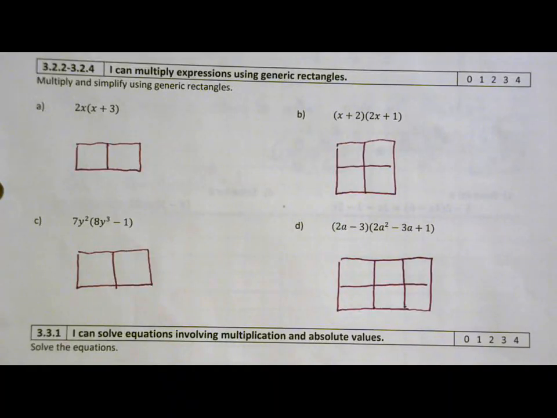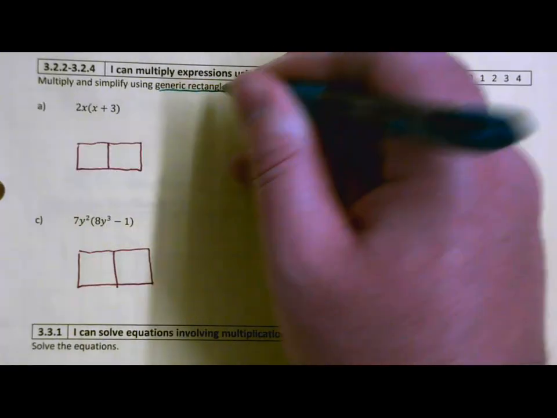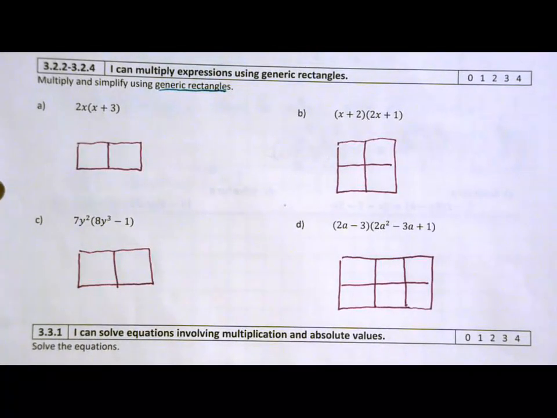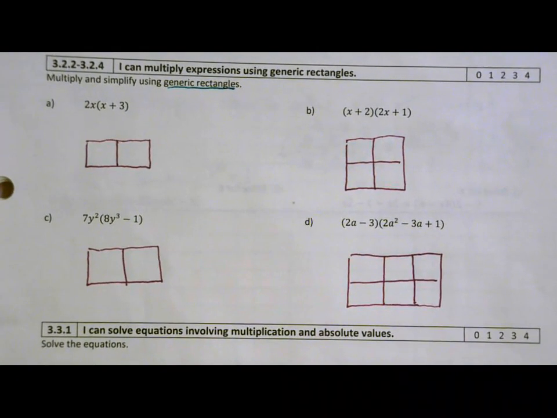All right, so the idea here is we're multiplying. They call these generic rectangles in the book. I just call them a box or a rectangle. So you'll see that word pop up when we get back into some of the book work for this.